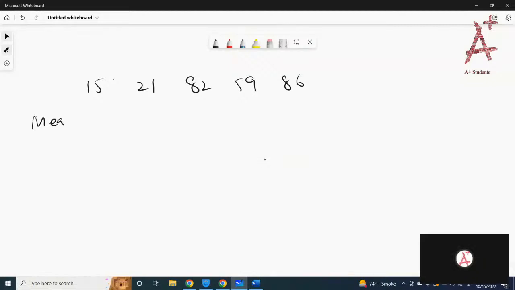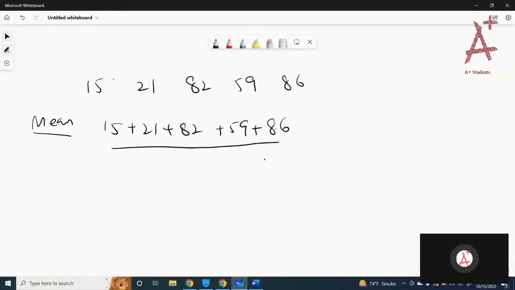Calculate the mean. 15 plus 21 plus 82 plus 59 plus 86, and divide them all by 5 because there are 5 numbers. Got it? So it would be 264 over 5. 264 over 5 is 52.8. That means the mean is 52.8.